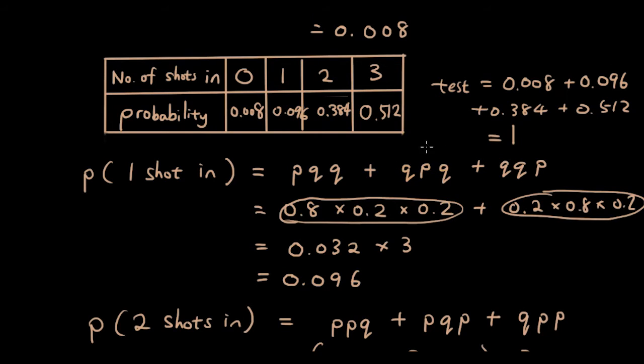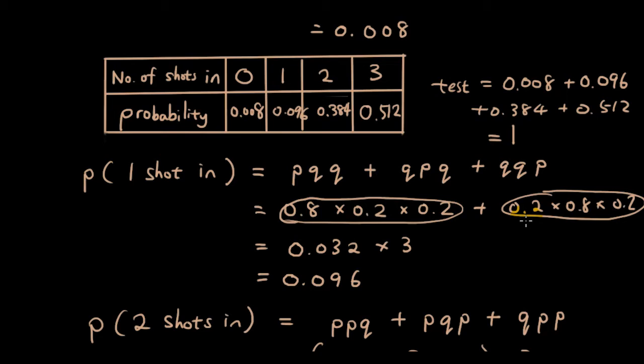However, the way that we did it, for example, when we did the probability of getting 1 shot in, we got 3 possibilities. P means getting a shot in, Q represents missing a shot, so PQQ means getting the first shot in, then missing the next 2 shots. Probability of that happening, plus the probability of missing the first shot, getting the second shot, missing the third shot, and so on. And you can see these combinations, PQQ, QPQ, QQP, we had to list them out manually.